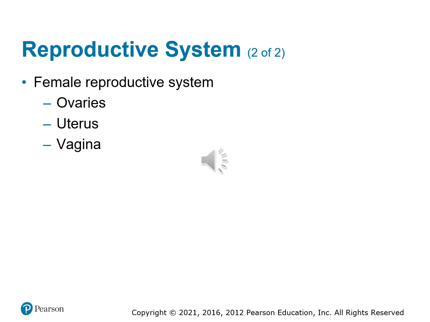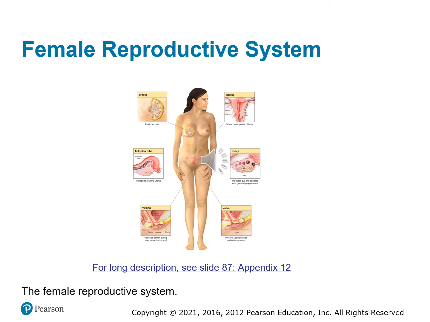Taking a look at the female reproductive system, the structures that we need you to be familiar with are the ovaries, the uterus, and the vagina. For females, the ovaries are where the eggs are stored until ovulation. The fallopian tubes transport the egg to the uterus. The uterus is where the egg would implant if it were going to grow into a baby for pregnancy.